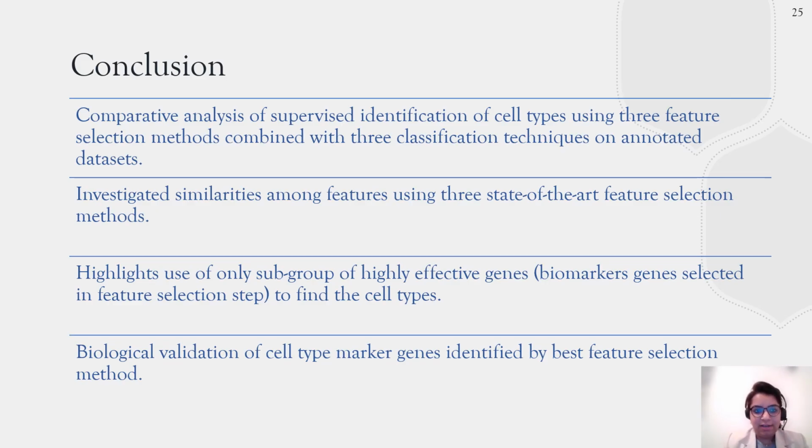So, in this study, we did a comparative analysis of supervised identification of cell type using three feature selection methods combined with three classification techniques on annotated datasets. We investigated the similarity among features using three state-of-the-art feature selection methods. We highlight the use of only a subgroup of highly effective genes, which we also call biomarker genes. These are selected in the feature selection step to find the cell type. Finally, we biologically validated the cell type marker genes which were identified by the feature selection step.